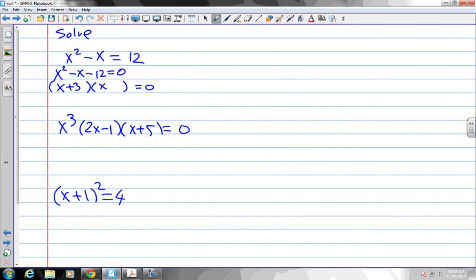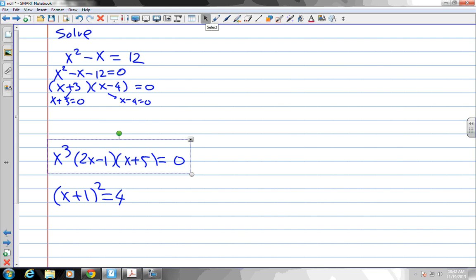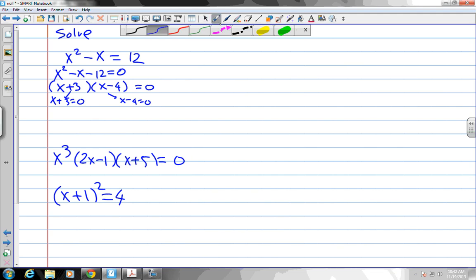Right, x plus 3, x minus 4. The product is negative 12. The sum is negative 1. So you set both of these to 0 now because it's a product, right? So what are the solutions?